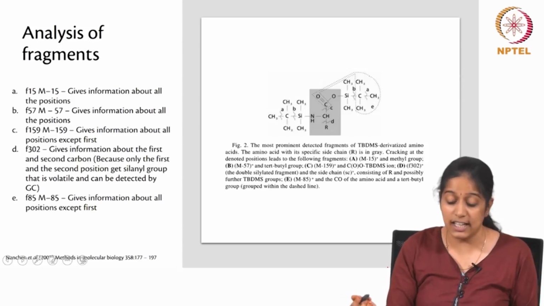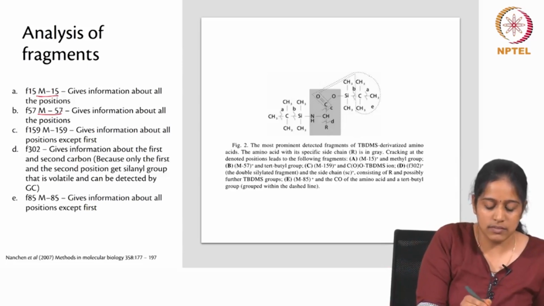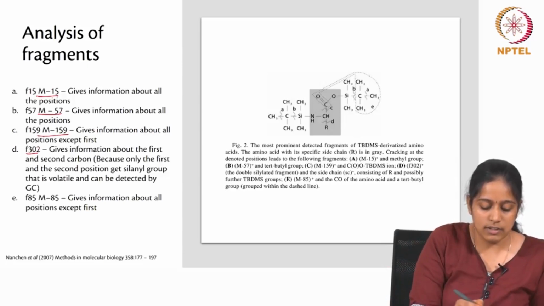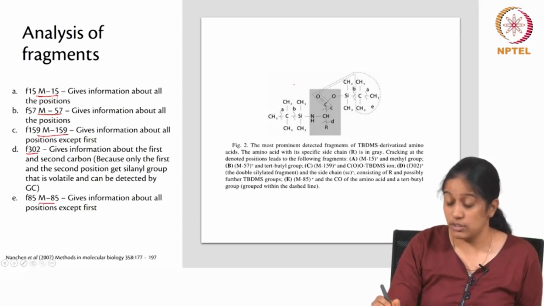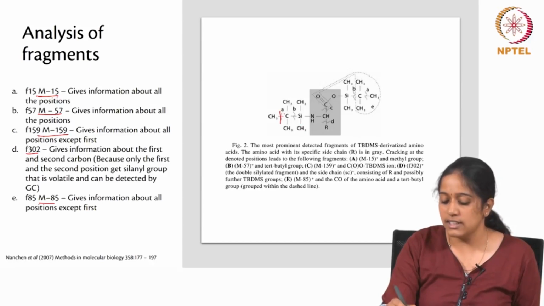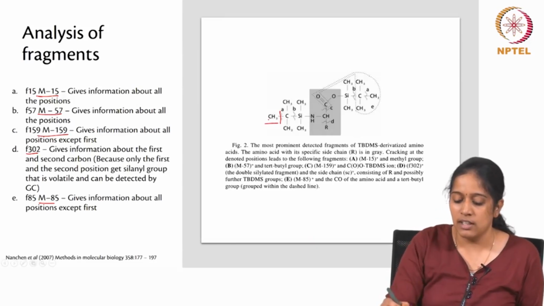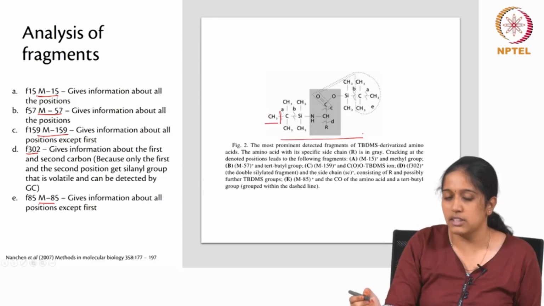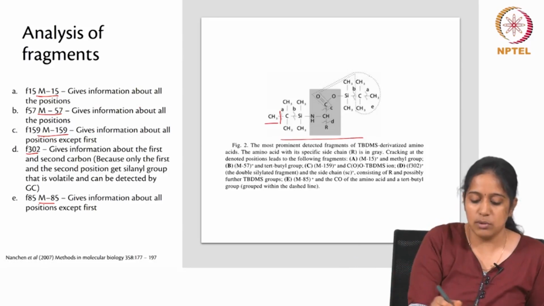This is again a recap of what we saw in the last lecture: M minus 15, M minus 57, M minus 159, F302 and M minus 85, and these are because the derivatized form of the amino acid gets cleaved at different positions. Say for example, you have A, and in this A you have the loss of the CH3 moiety, and the molecular weight of CH3 is 15, and so this particular fragment gets detected in the detector, and so you have the information about all the positions.